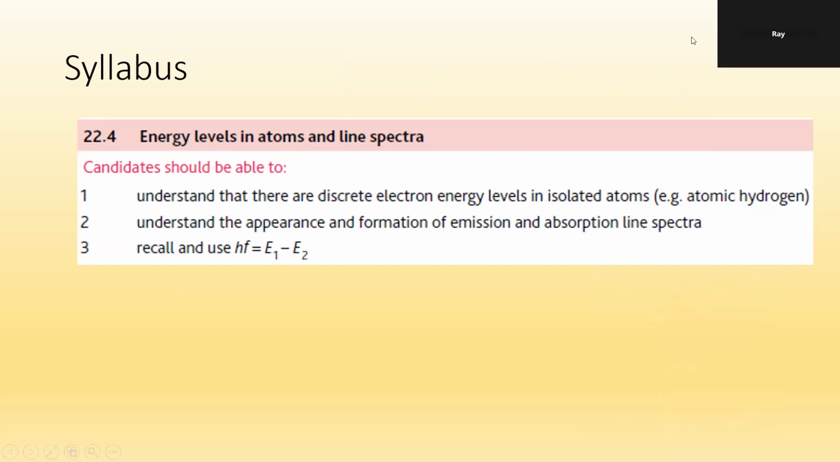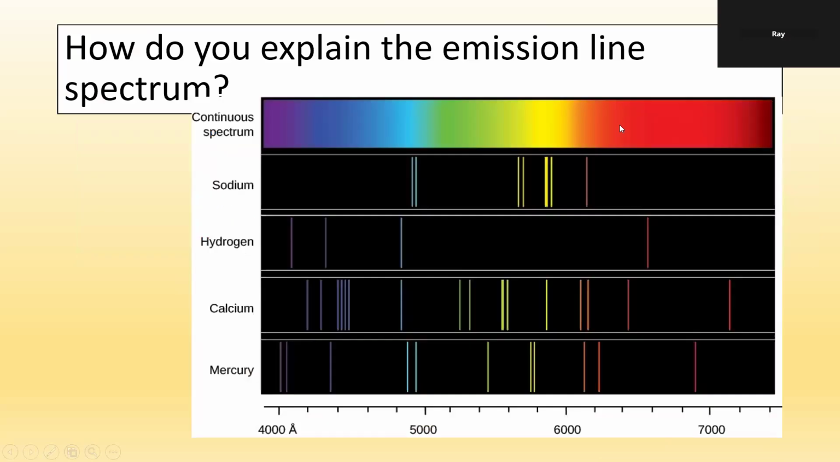How do you explain the emission line spectrum? Right, this is continuous spectrum. This is the spectrum of sodium, hydrogen, calcium, mercury. It's unique. They are different from each other. So we can use this spectrum to identify the element.